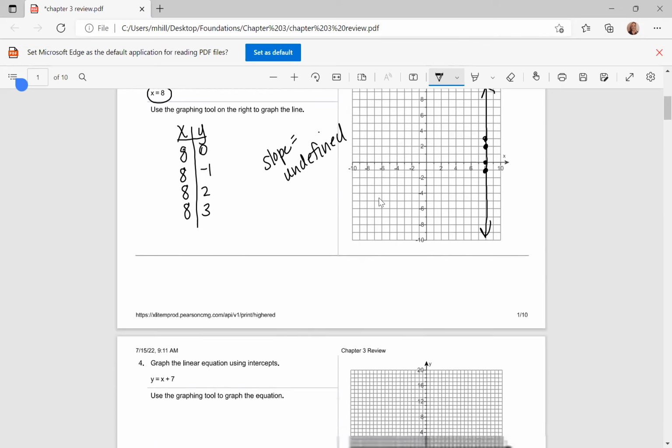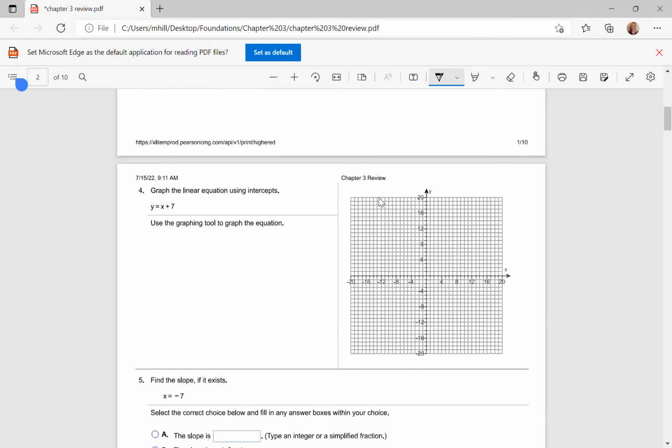Okay, so on number 4, you want to write this for sure. You want to write the equation that we're graphing. It wants us to graph it using intercepts. So you want to draw an XY axis. So graph the linear equation using intercepts.